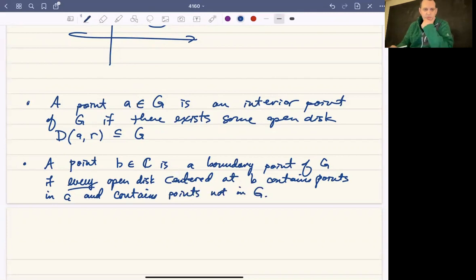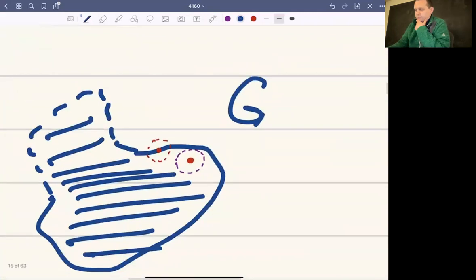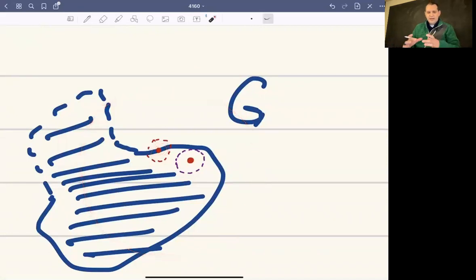So let me just zoom into the picture that we had before. And inadvertently, this second example that we were talking about, that's a boundary point because no matter how big your open disk is, I don't care if it's huge, I don't care if it's tiny, there's going to be some points in that disk that are in the set G and some points that are outside the set G. I also want to emphasize, so let's call this point B, and this was the point A.